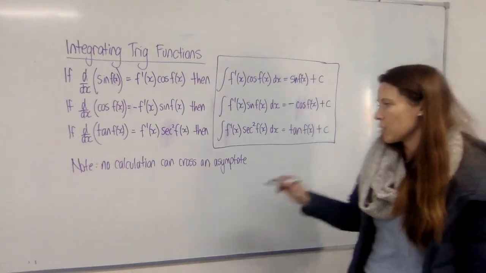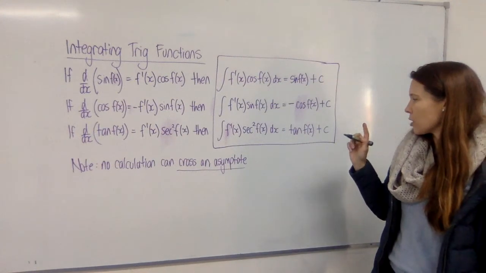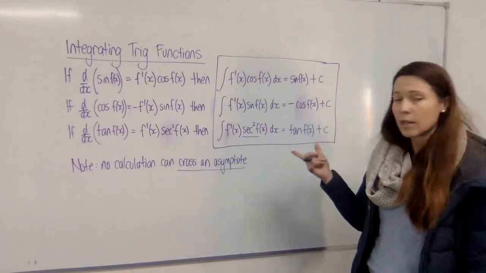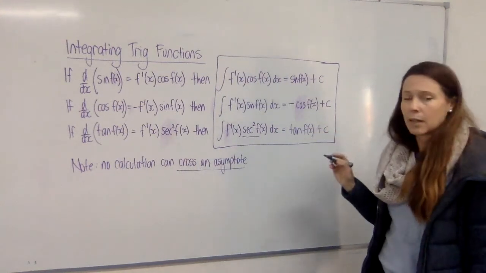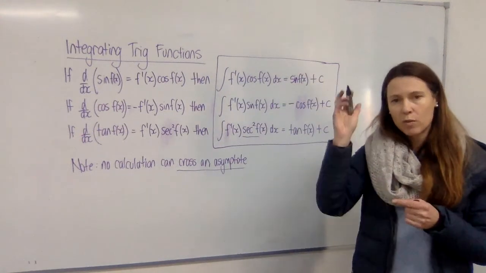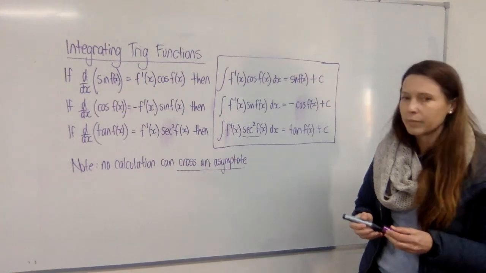Now, an important thing, no calculation can cross an asymptote. And don't forget you've got asymptotes galore when you're looking at sec and cosec, and of course tan and cot. So anything that comes along there, just check what your bounds are and never integrate across an asymptote.